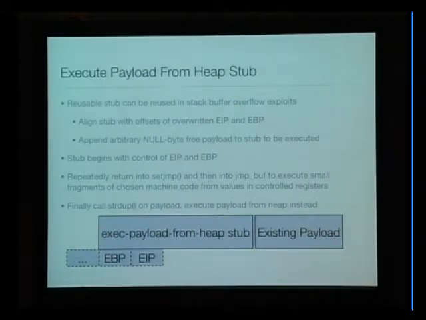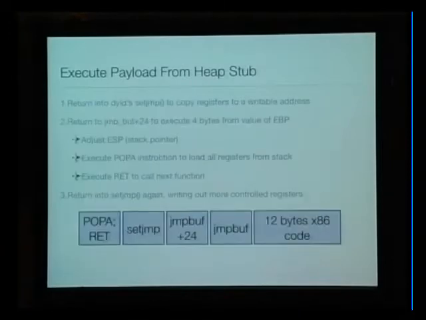So I can return into setjmp, which will write all my registers to a piece of memory, and then return from there to that memory, and it executes the value of the EBP register as CPU instructions. That gives me 4 bytes of controlled executable bytes. I'll do this a couple times to gain more control, and then finally we'll return into strdup, which takes a string and copies it onto the heap and returns that buffer, and we'll call strdup on the rest of our attack string, which contains our payload, and then execute that instead.